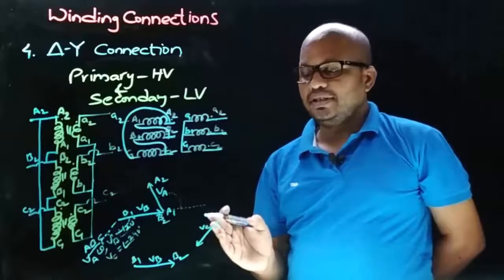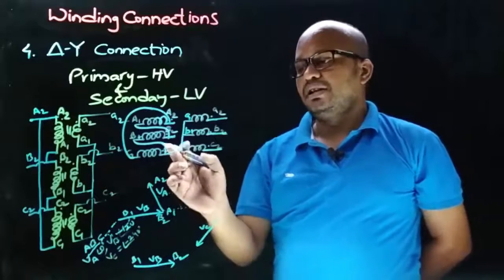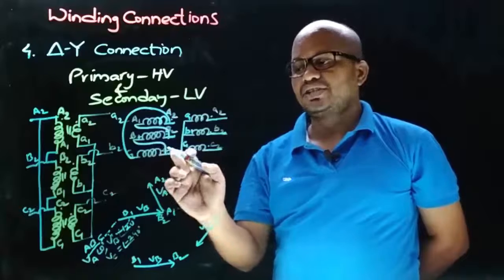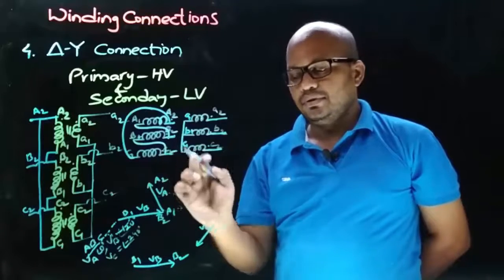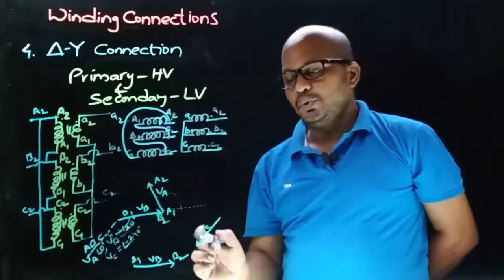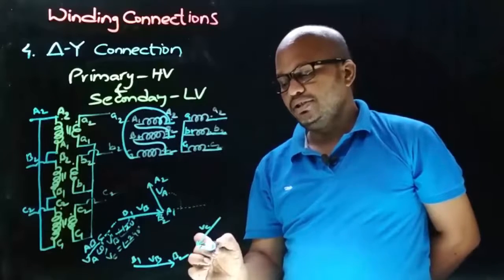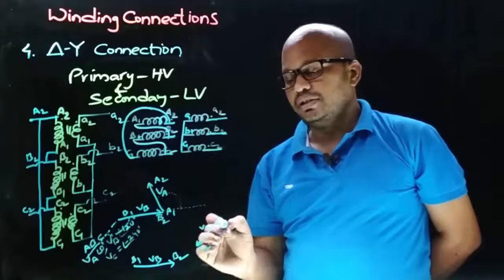And now let's decide the terminals of the primary side VC phasor. Here on the primary side we are taking the connections from dot end terminals, so that is here C2. Therefore the arrow will point towards the dot end terminal, that is C2, and the other end will be C1.